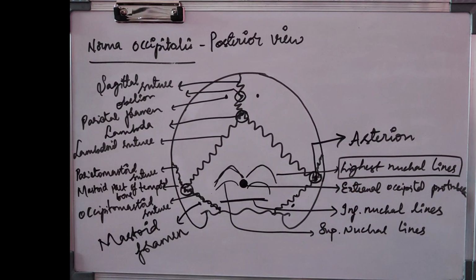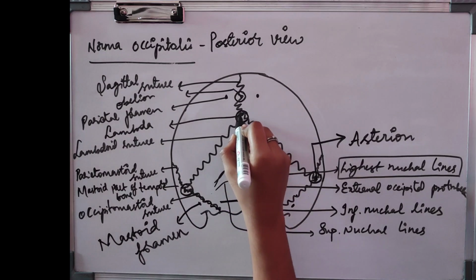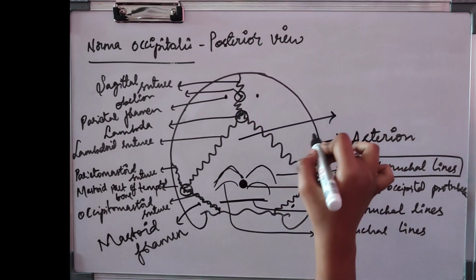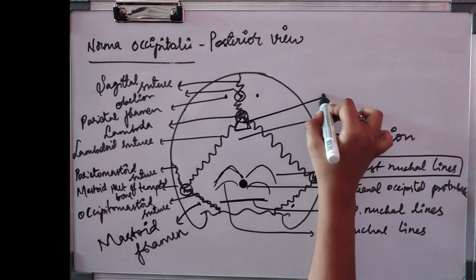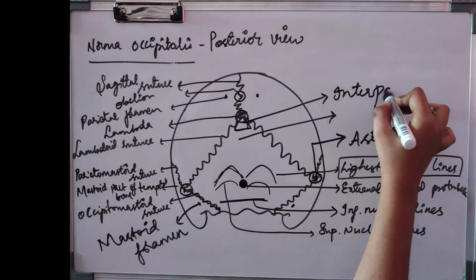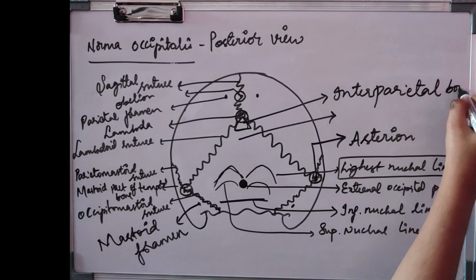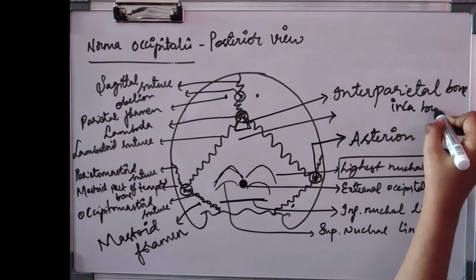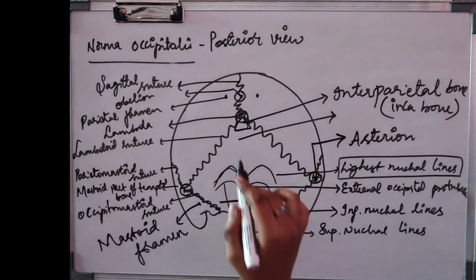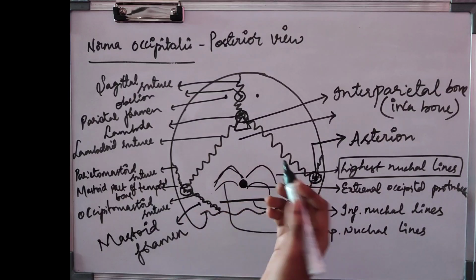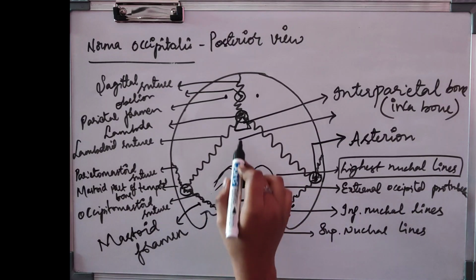And apart from this, you can also find occasionally at the apex of the squamous part of the occipital bone a triangular bone which is known as interparietal bone or Inca bone, that is present occasionally. Actually it is the membranous part of the occipital bone that failed to fuse with the rest of the occipital bone.